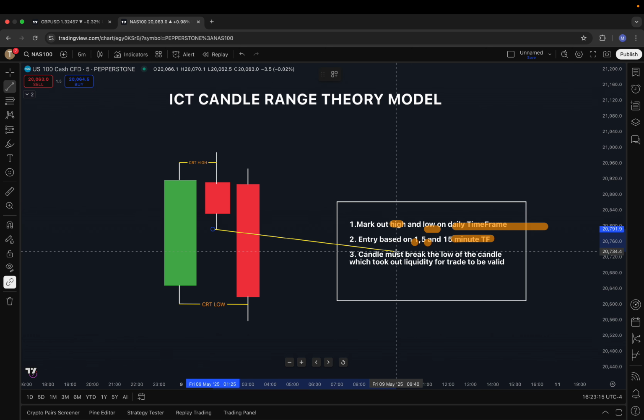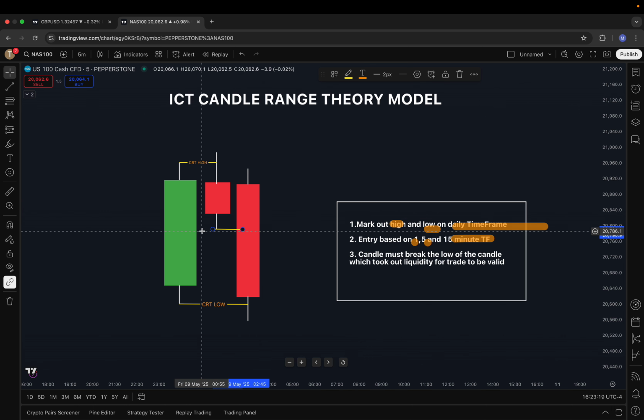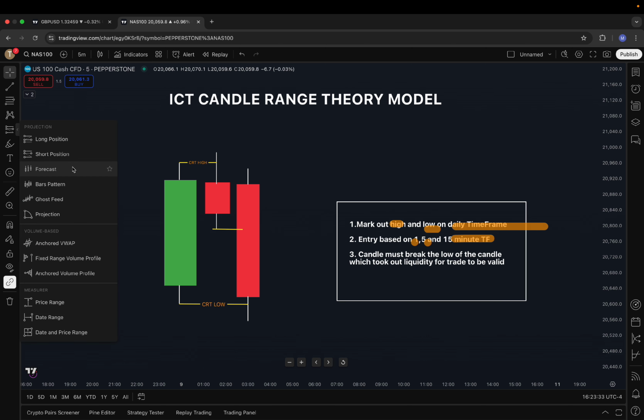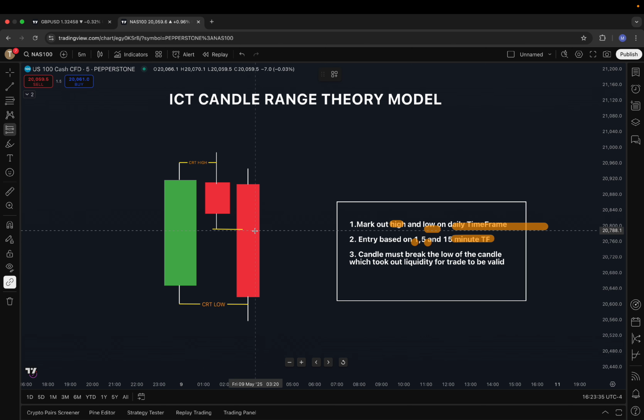So as I mentioned regarding the third step, now for this trade to be valid, we need this low to be taken, and once that low has been taken, we then drop down to like the 15-minute time frame, for example. We wait for our market structure shift, our fair value gap, our entry, and then we would target the CRT low. So let's go ahead and say this is our short positions.